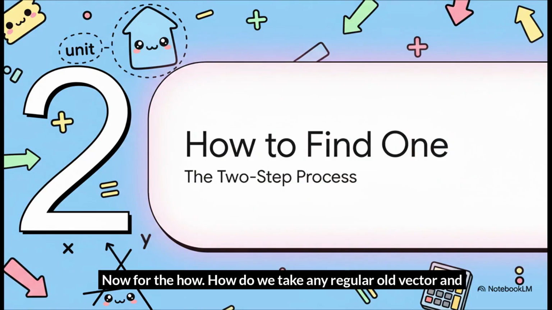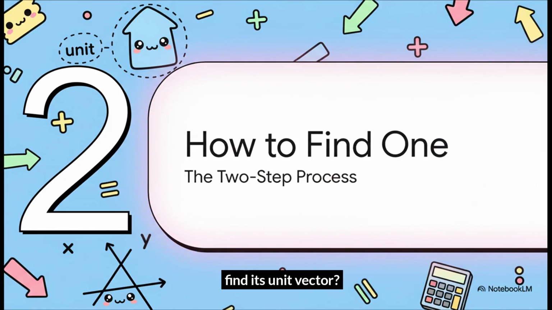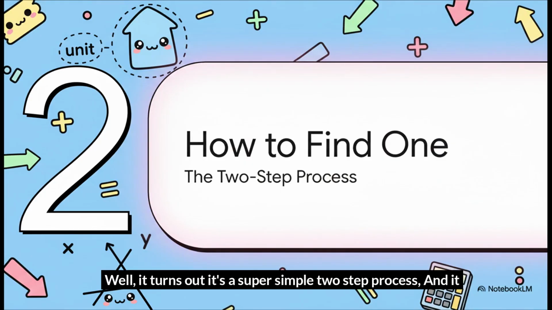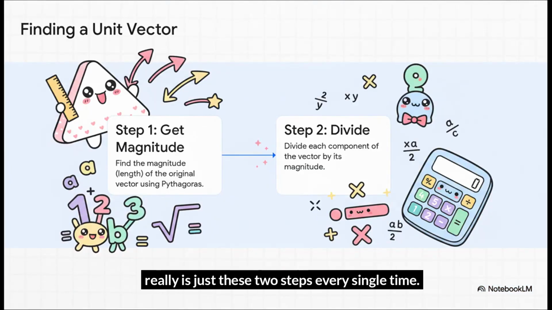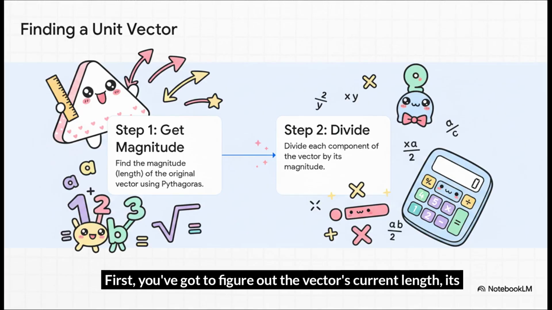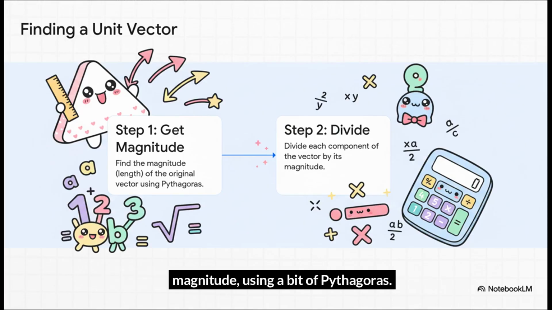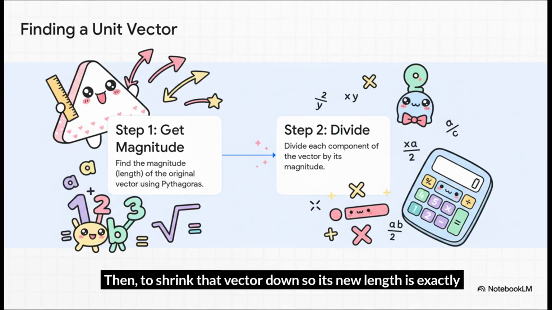Okay, so that's the what. Now for the how. How do we take any regular old vector and find its unit vector? Well, it turns out it's a super simple two-step process. And it really is just these two steps every single time. First, you've got to figure out the vector's current length, its magnitude, using a bit of Pythagoras. Then, to shrink that vector down so its new length is exactly 1, you just divide the whole vector, every single component, by that length.